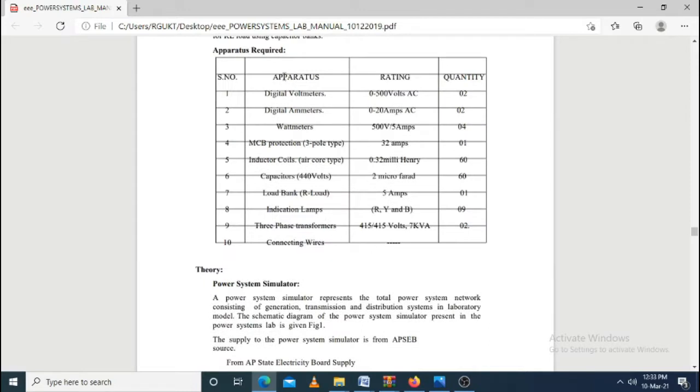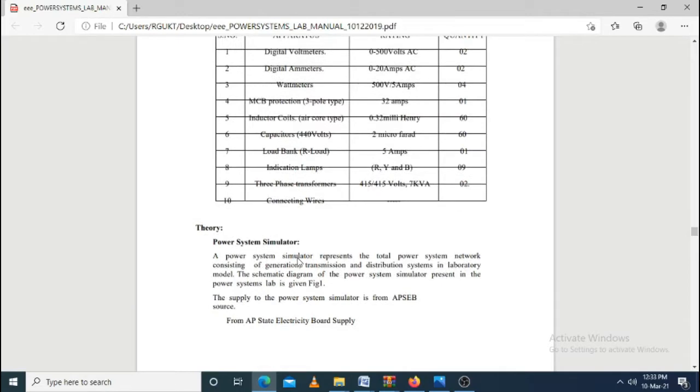You can see the parameters required. A digital voltmeter and ammeter are required. Wattmeters are required to measure the sending and receiving end powers, along with inductor coils, capacitors, and a load bank. The RL load maximum capacity is 5 amps, and a three-phase transformer, a variac, 415 by 415 volts, 7 kVA, and connecting wires are used.